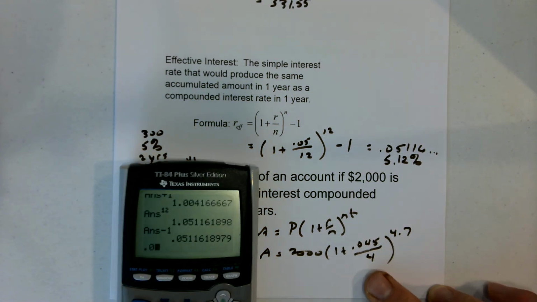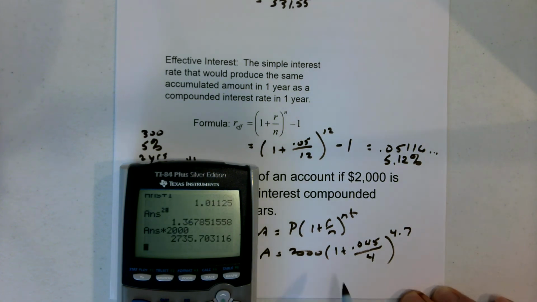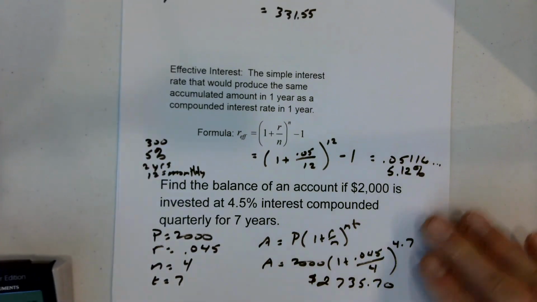Again, I like to work inside the parentheses first. I'll take that plus my 1, and then take that to the 28th power, and then multiply that by my 2,000. Oh, I did something not right, didn't I? Well, I didn't add my 1. So 0.045 divided by 4, plus my 1, there we go, to the 28th power, and then multiply it by 2,000. And I end up with $2,735.70 as my value.